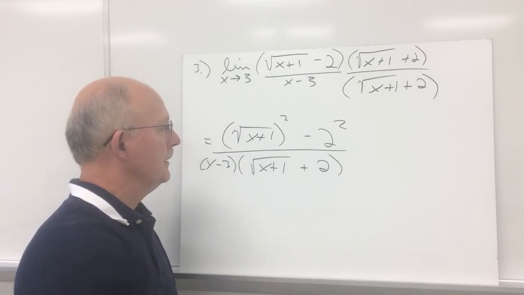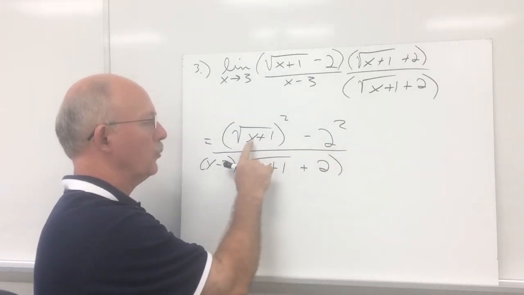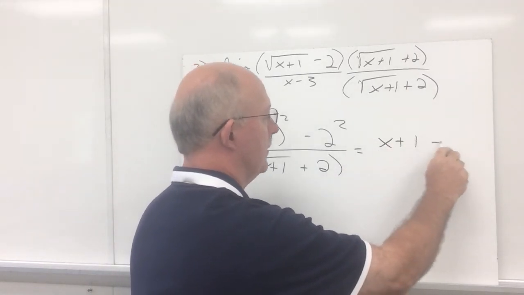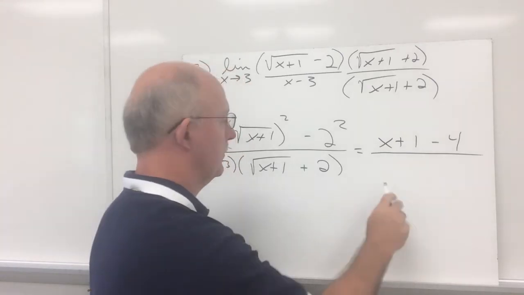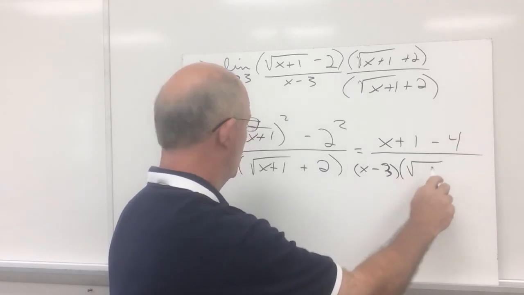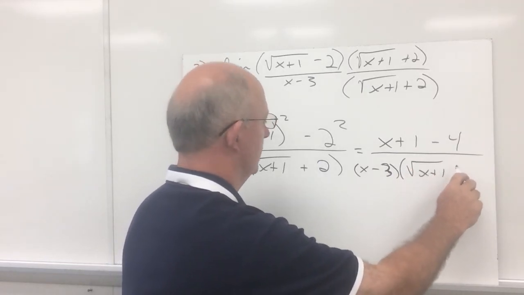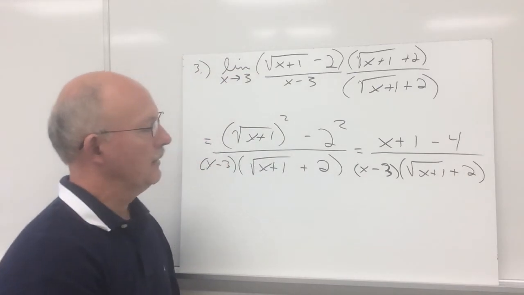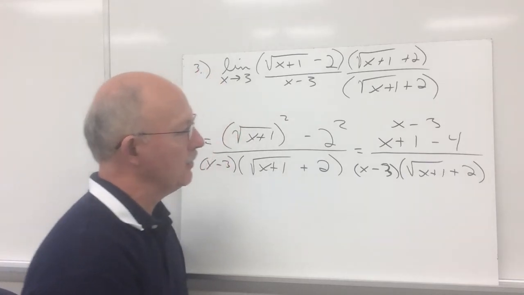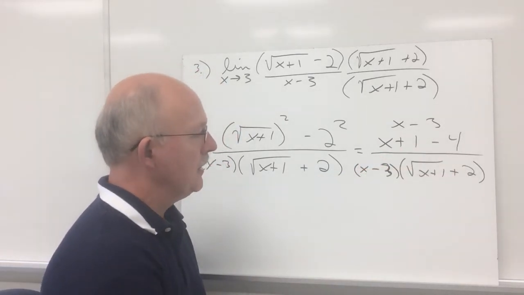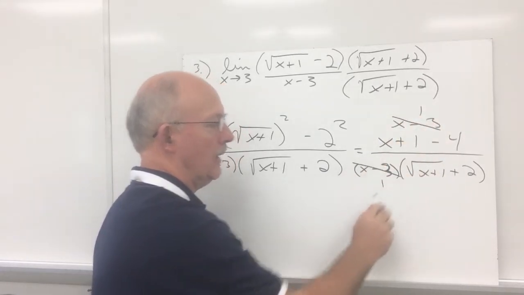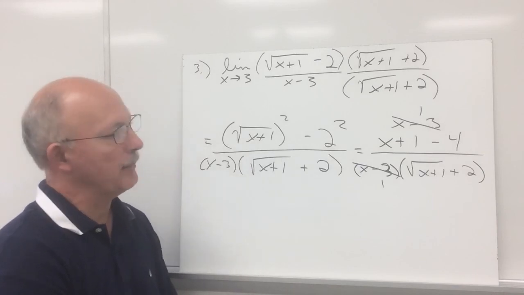Now, squaring both terms in the numerator here, we'll remove the radical from the first expression. That gives us x plus 1 minus 4, all that over x minus 3 times the square root of x plus 1 plus 2. Now, 1 minus 4 gives us negative 3, so it'll be x minus 3 in the numerator. Simplifying the numerator here, notice you've got x minus 3 on the outside of your parentheses. That's going to cancel out, and we'll reduce to 1 with the x minus 3 in the denominator. So those are going to cancel.